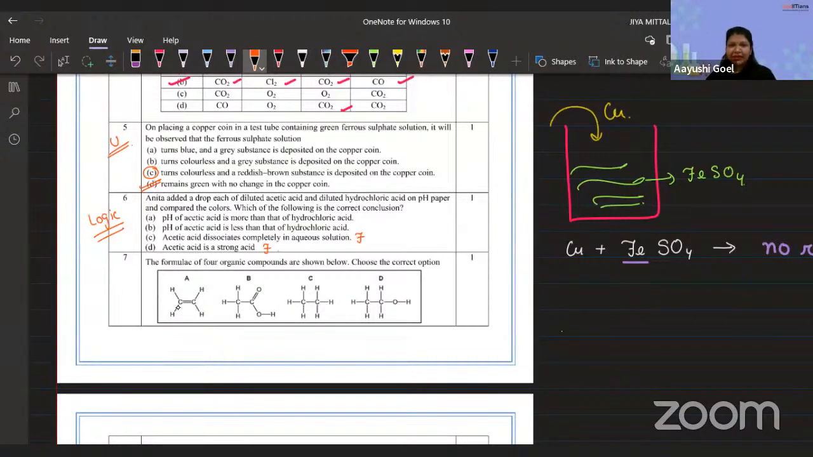So the answer will be A. Absolutely correct. Now, most of the students think that acetic acid is a weak acid, so its pH will be less. No. On the pH scale, the acid which is more acidic will have lower pH. So the pH of HCl will be around here, that will be 2 or 3, and acetic acid will be around here, which is 5. Higher. And the same is the case with pOH. In that case, the higher value will be more basic.